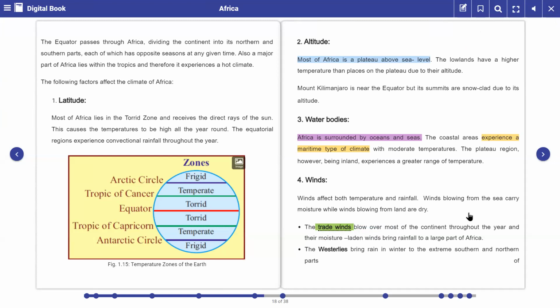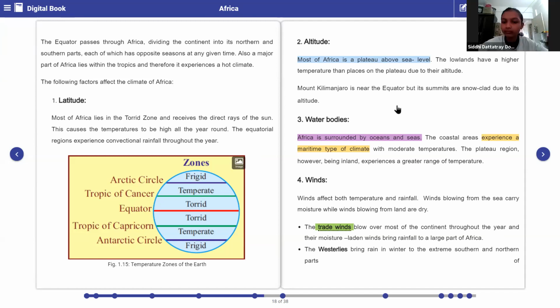What is it doing? It is blowing over the continent, and as it is blowing, it is carrying moisture along with it, and therefore it is bringing rainfall to a larger part of Africa. All right, got this, everyone? Have you all understood this?